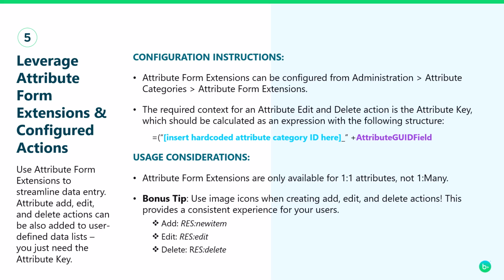To take advantage of attribute form extensions, this is done from the same area where you manage the attribute categories themselves. So there's a second tab on that attribute categories page. There you can add attribute form extensions. You'll need to add an extension for each form that you want to extend. So if you want to change both the add and edit form, you do both of those, and you can choose which of the attribute categories for that particular record type to include on that form.